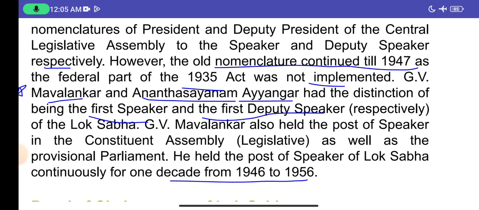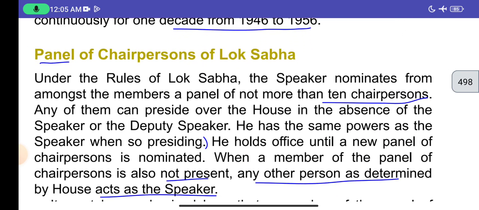G.V. Mavalankar and Anantha Sayanam Ayyangar had the distinction of being the first Speaker and the first Deputy Speaker respectively of the Lok Sabha. G.V. Mavalankar also held the post of Speaker in the Constituent Assembly as well as the Provisional Parliament. He held the post of Speaker of Lok Sabha continuously for 1 decade from 1946 to 1956.